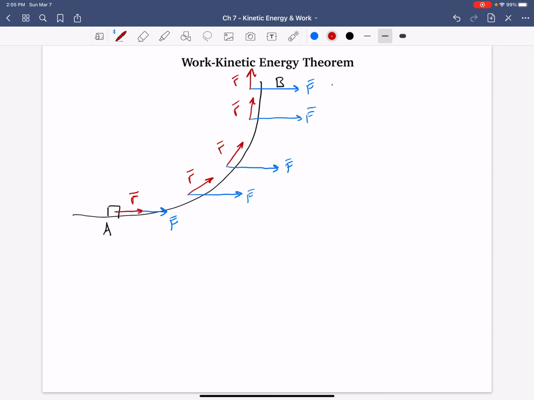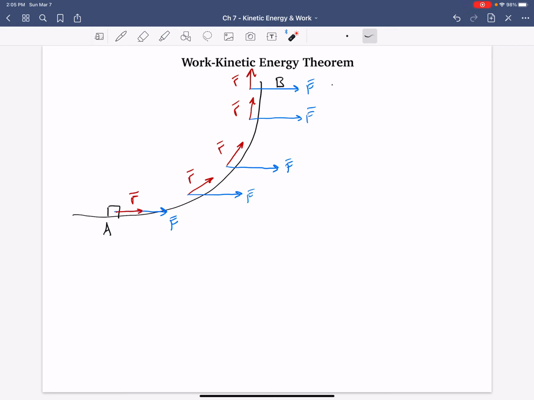So in this situation, this would do far less work. In other words, it would be much, much harder to move this object from point A to point B, because the component of R in the direction of the applied force is decreasing from point A to point B. So that's why you're doing less work in this situation, and thus it would be harder than if you always kept F and R in the same direction.